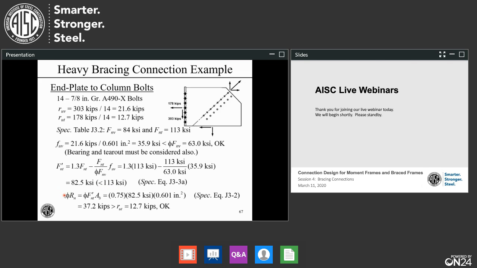Plug that into our equation, and we have 37.2 kips as the design strength for one of these bolts in tension in the presence of shear. That exceeds our required strength per bolt, so this is okay also. So both these are okay, so the bolts are okay for combined shear and tension.